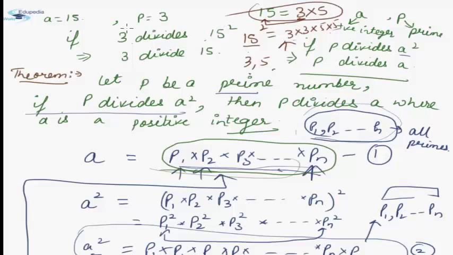Similarly, if we have some other number, say 14, and its square, then 14 can be written as 2 into 7 in prime factorization, whereas 14 square equals 2 into 7 whole square, that is 2 into 2 into 7 into 7. So 2 and 7 are the primes that divide 14 square. Thus 2 and 7 also divide 14.